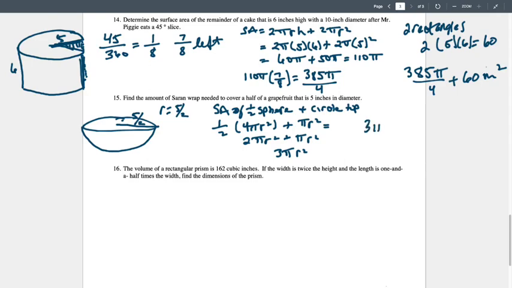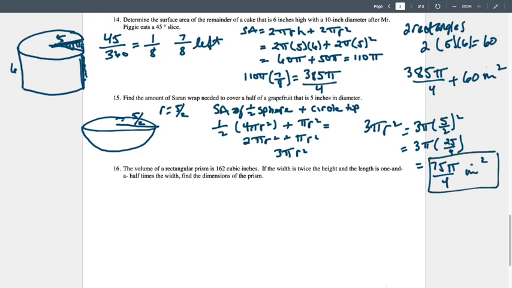So when I do 3 pi times r squared, I get 3 pi, my radius is 5/2 squared. When you square that, you get 25/4. And so you'll end up with 75 pi over 4 inches squared for my answer. All right, last problem.